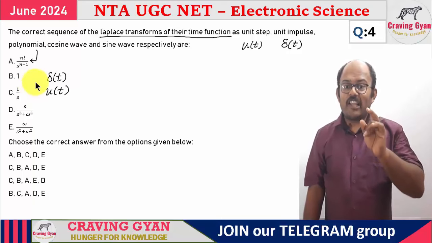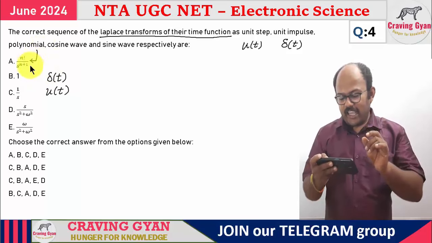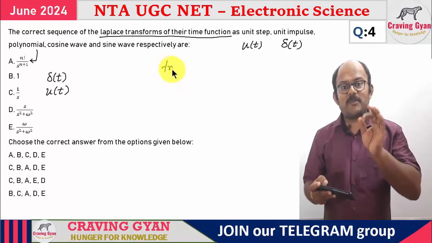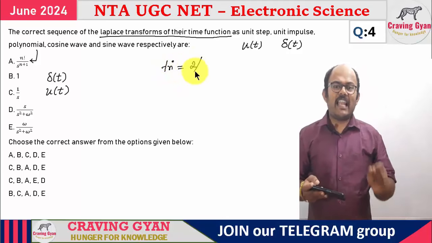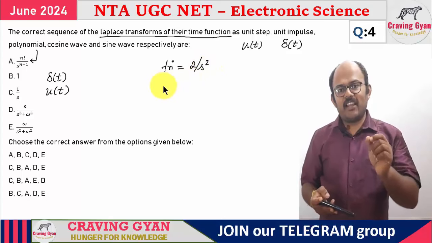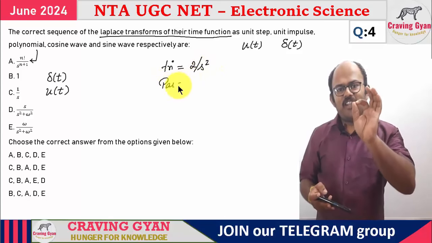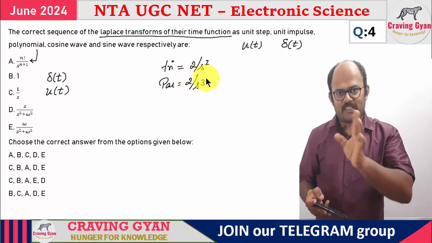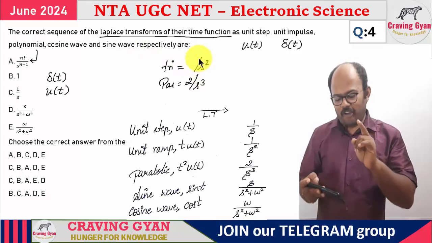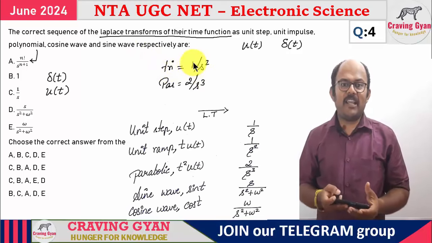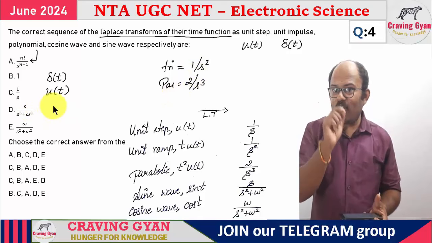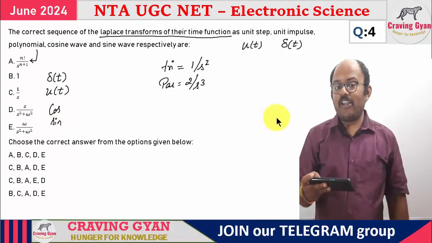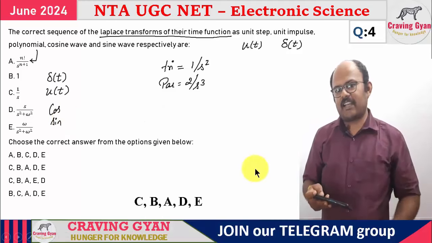Now, for the case of polynomial, it is n factorial divided by s power n plus 1 that you are going to get. What is the Laplace transform for cos and sine? See, cos means in the numerator you are going to get the s term. Sine means you will not be getting the s term. It is vice versa. Like this you can remember. So for cos you are going to get s divided by s square plus omega square. And for the sine you are going to get omega divided by s square plus omega square. So for this, I am going to get option 2 as the correct answer.